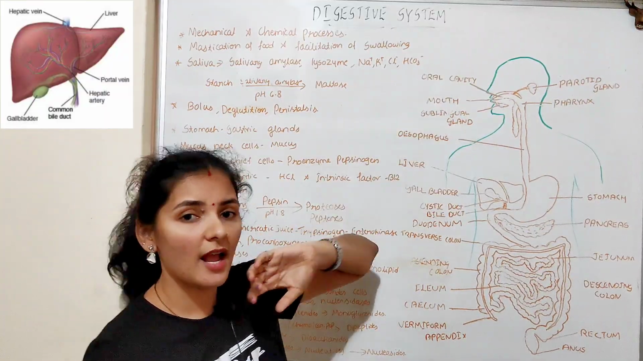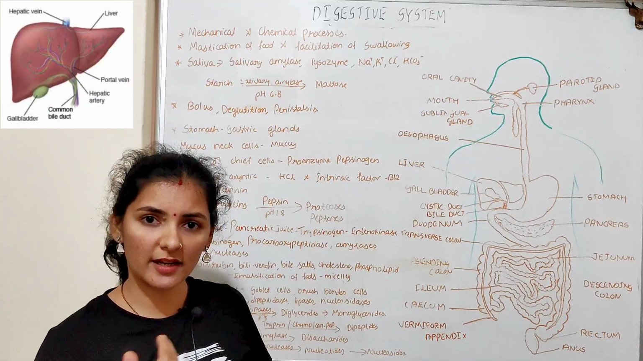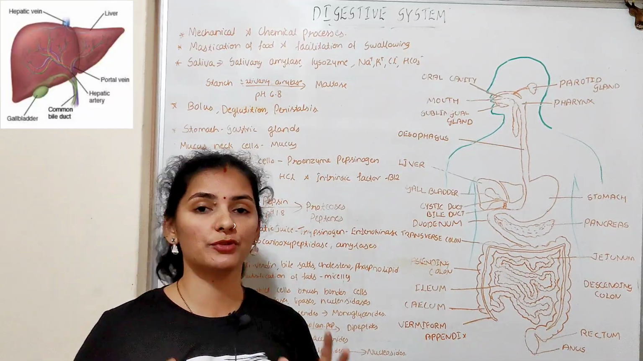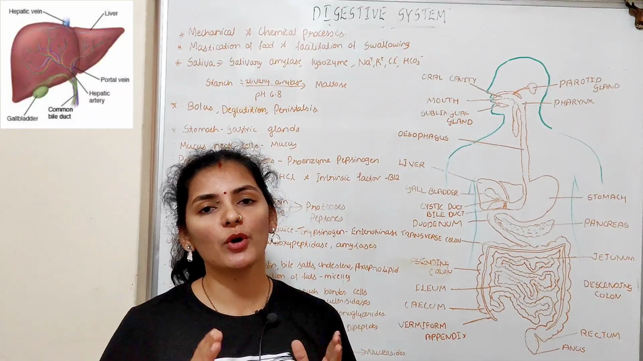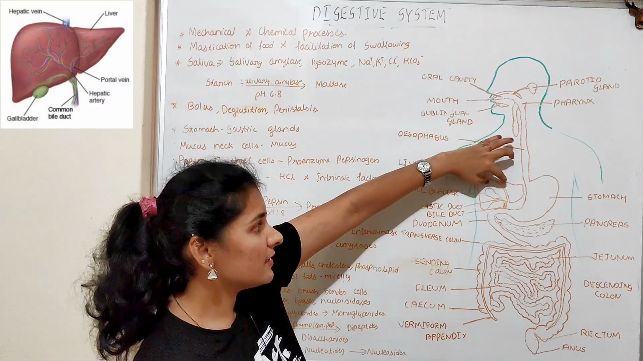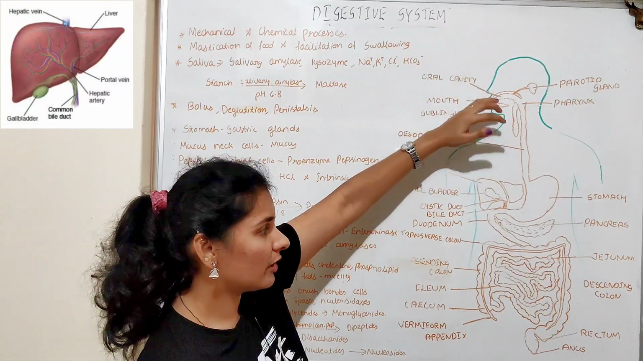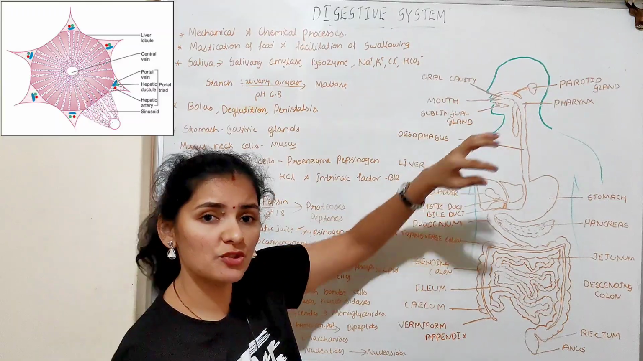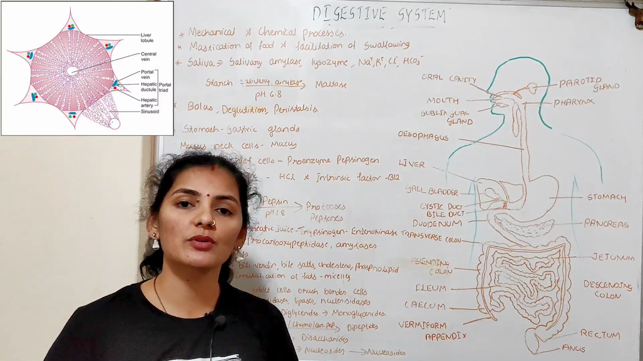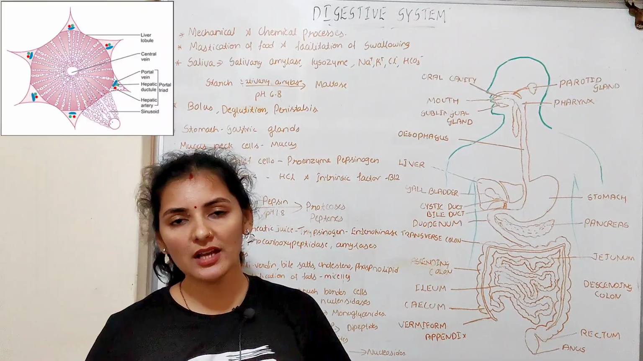Second one is liver. As you can see here, the liver is present on the right side of our body just below the diaphragm, and the liver is the largest gland of the human being, weighing about 1.2 to 1.5 kg in the adult. The liver consists of mainly two lobes, a larger and a smaller lobe, and each lobe consists of still smaller units known as liver lobules. And the liver lobule is the structural and functional unit of the liver.